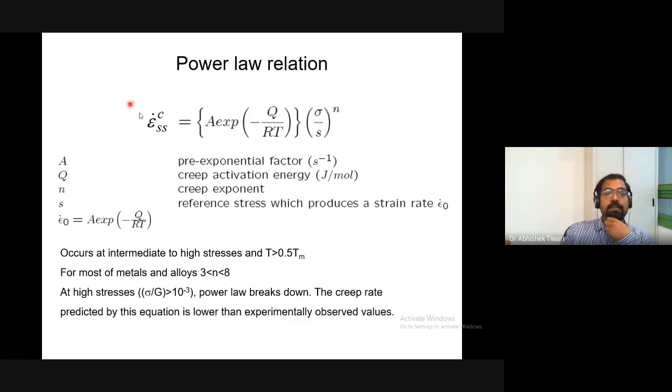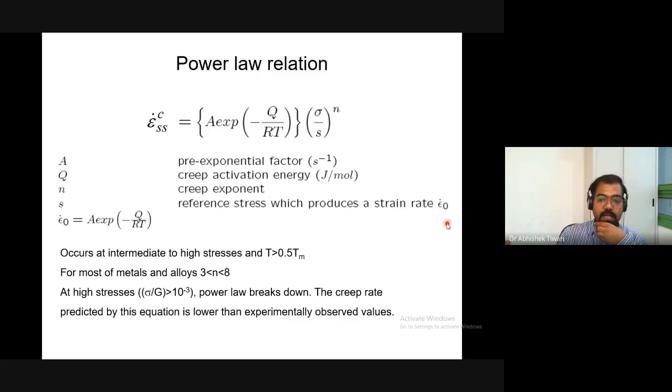So basically, if you see the steady state, so second stage creep rate, that can be described by a power law relation. So again, we have an Arrhenius type equation where we have an activation energy and temperature, and then you have the influence of stress on it, and this is normalized by a reference stress, which produces a strain rate of a constant value. So let's say epsilon dot, that is the value of the reference strain rate.